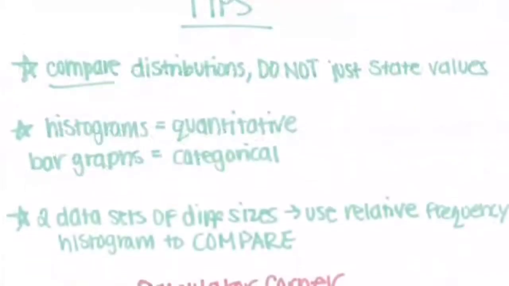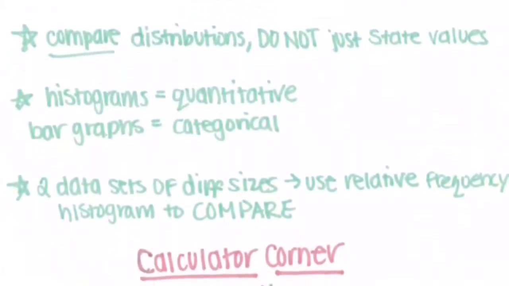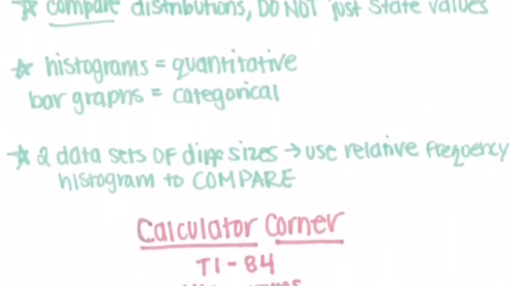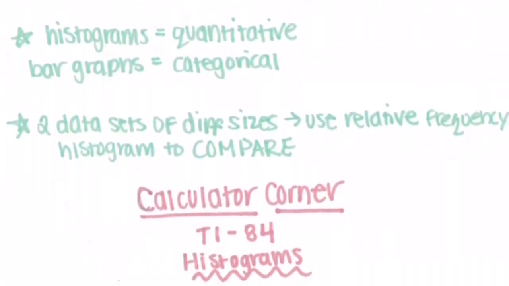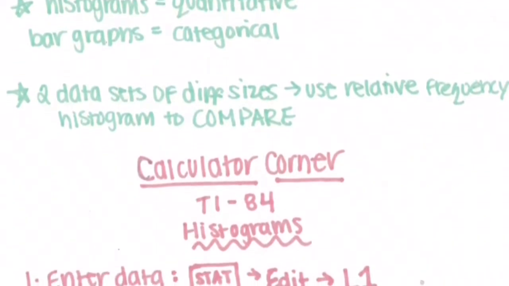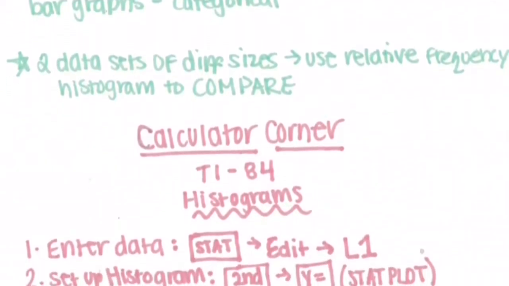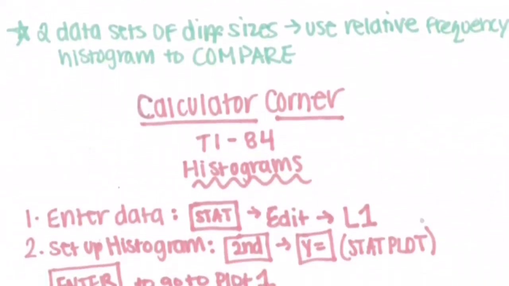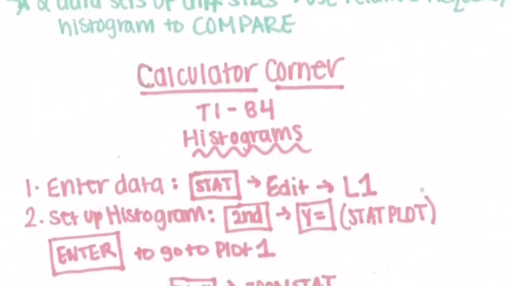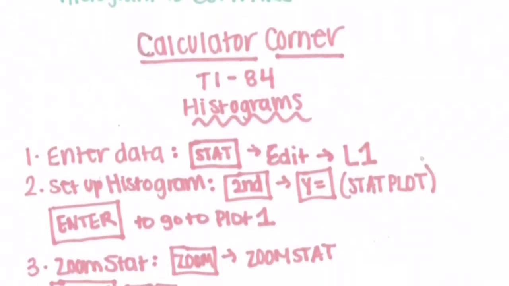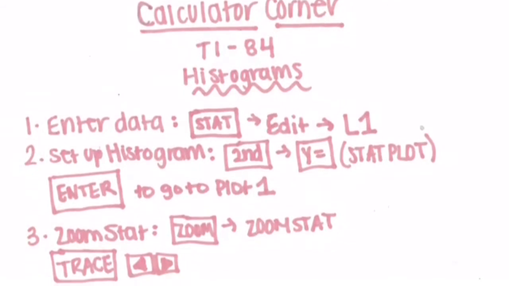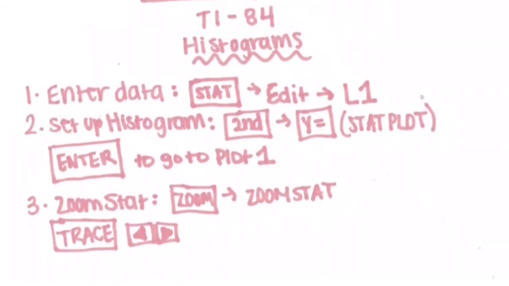So some tips to end this section. Make sure you're comparing distributions, don't just state values. Like I said in the example, say more or less than. Histograms are for quantitative data, but bar graphs are for categorical data. And if you have two data sets of different sizes, use a relative frequency histogram to compare them. And check out this calculator corner for how to draw a histogram on your TI-84. That's it for this section.